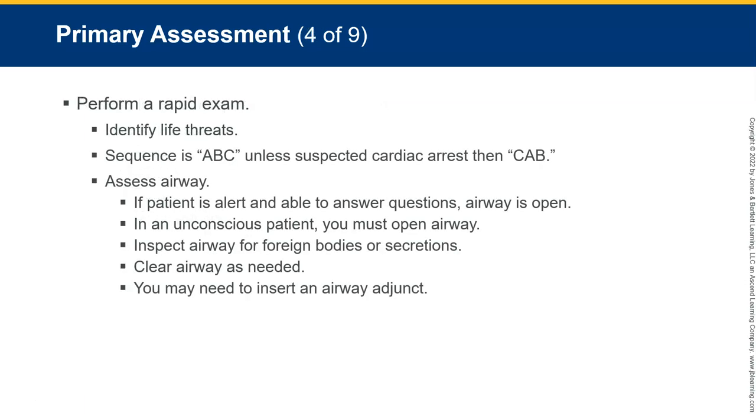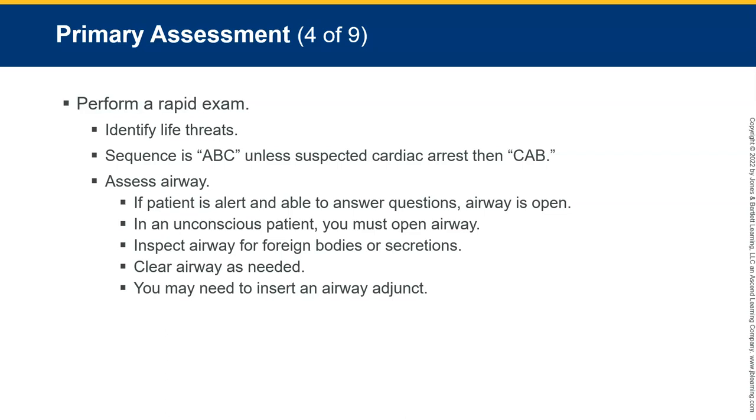Now, rapid exam. Perform a rapid exam. We're looking for life threats. We've been talking about that, so we're going to perform a rapid exam to identify life threats. Our sequence is ABC, and remember I told you it's always going to be ABCs, except there were a couple of times that it's going to be something different. Here are the two times. If you are in the middle of a cardiac arrest, or if you have really bad hemorrhaging or external bleeding, then we're going to flip it to CAB.